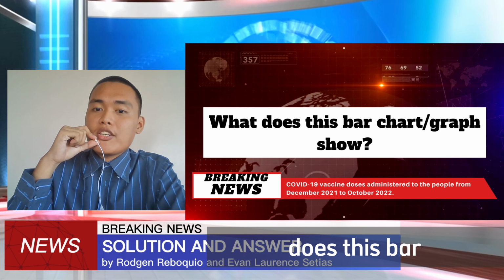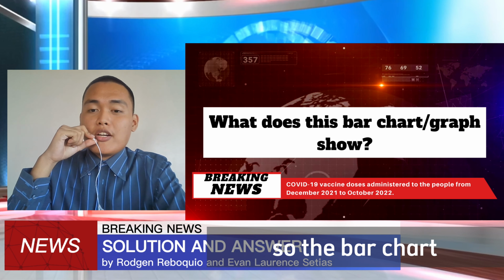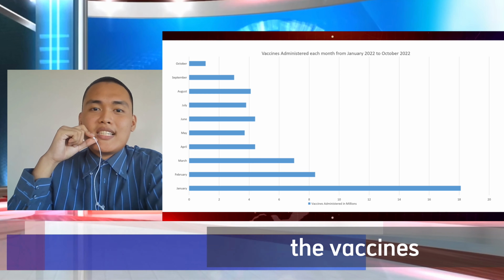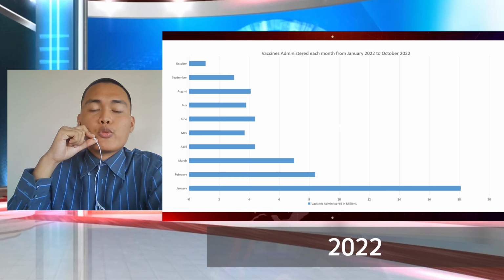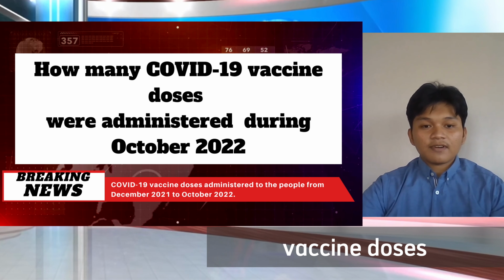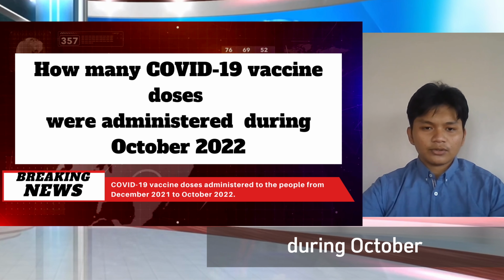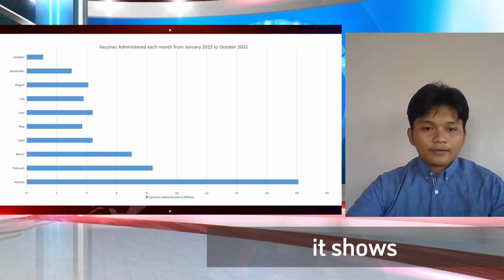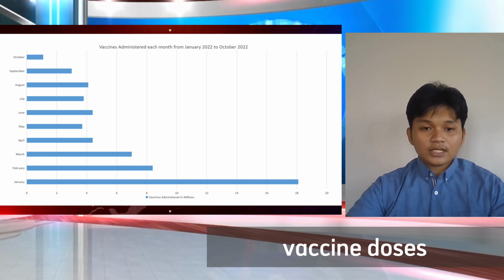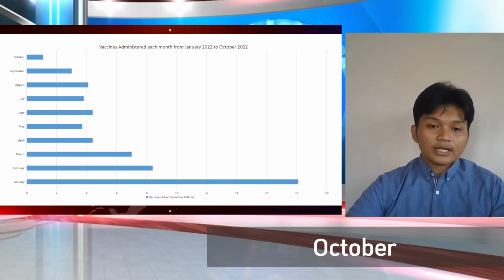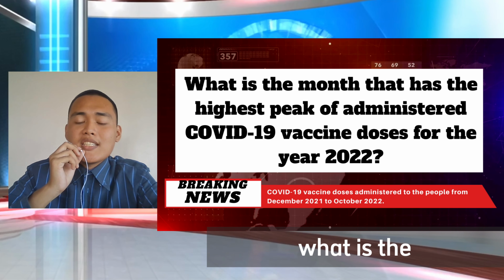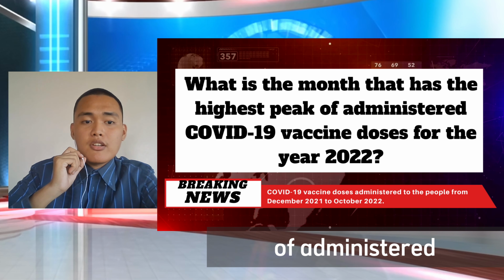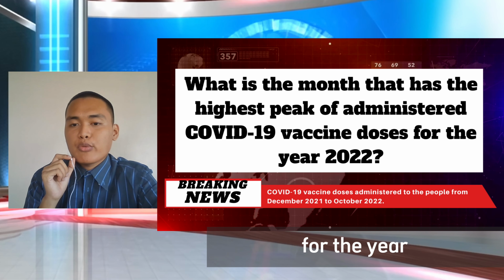So what does this bar chart show? So the bar chart or bar graph that was shown earlier shows the vaccines administered for the months of January 2022 to October 2022. And question, how many COVID-19 vaccine doses were administered during October 2022? Looking at the graph, it shows that the COVID-19 vaccine doses administered in the month of October 2022 reached 1,075,799.